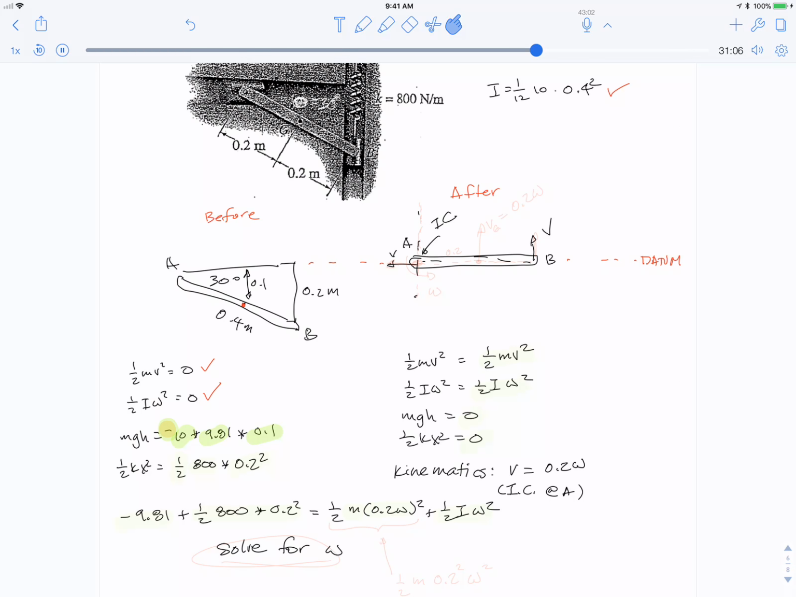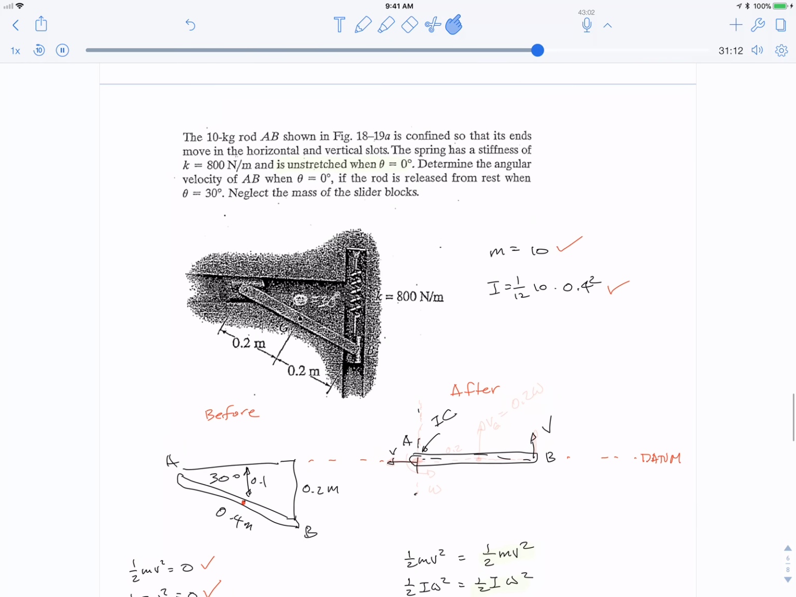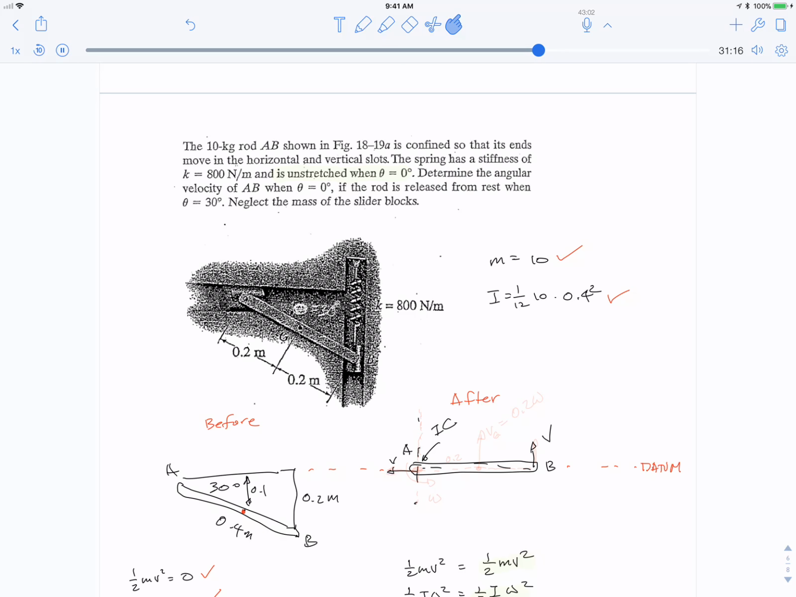There's 1/2 kx squared, and in these problems, they always will give a hint as to what the unstretched length of the spring is. So they do this by either saying, oh, the unstretched length is x meters. And so you take your current length and subtract it from that, and that's how much it stretches. Or there's some kind of clue. So we have to read this carefully. And then it says right up here in the problem statement, the spring is unstretched when theta is 0.